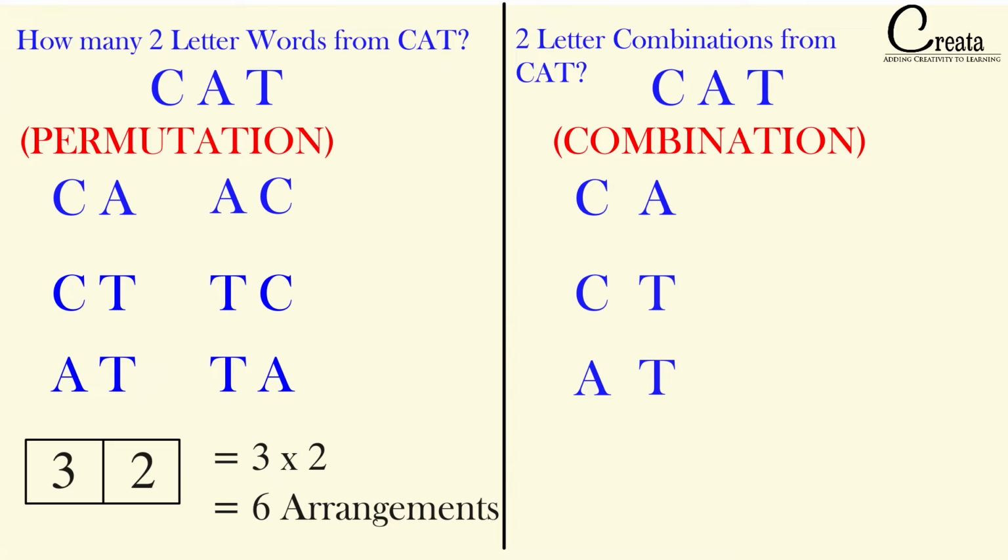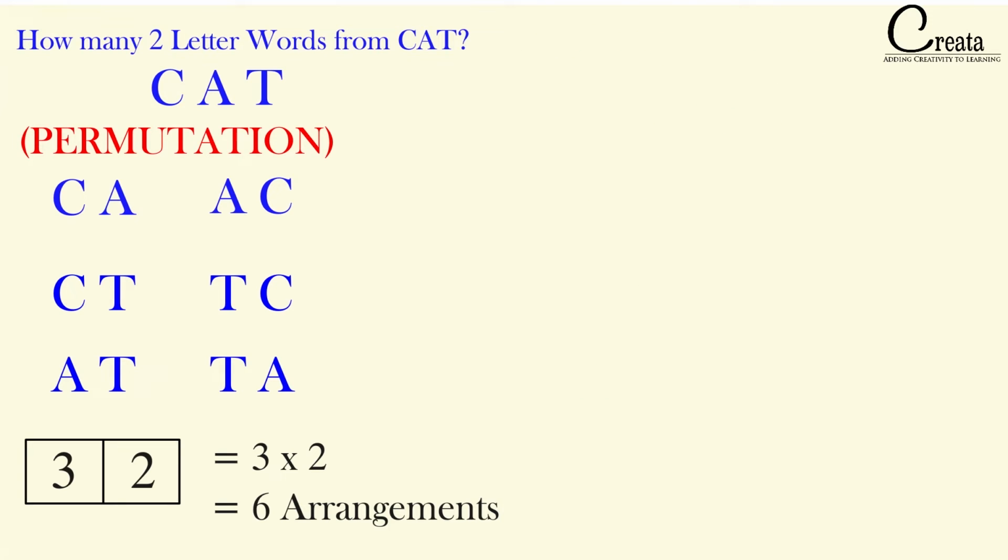The first one is permutation, where the sequence of the letters is important. We have to keep in mind that the sequence of the letters is important. In the second case, that is the combination, the sequence of the letters does not matter. The details of the combination we will cover in a separate lecture. For the time being, we will stick to the permutation, where the sequence of the letters or the sequence of the items is important.